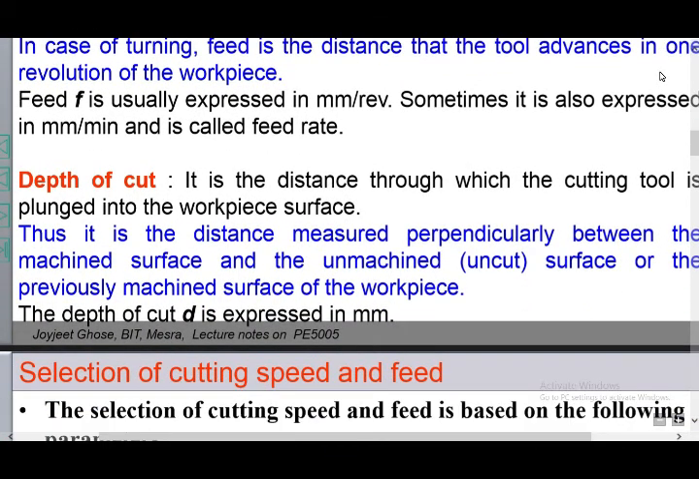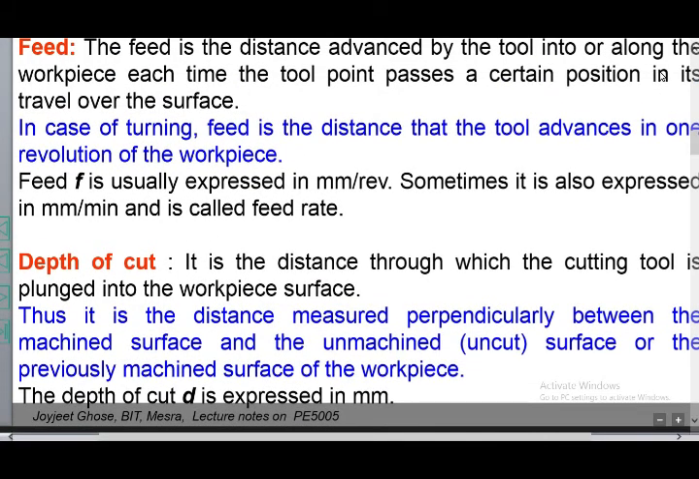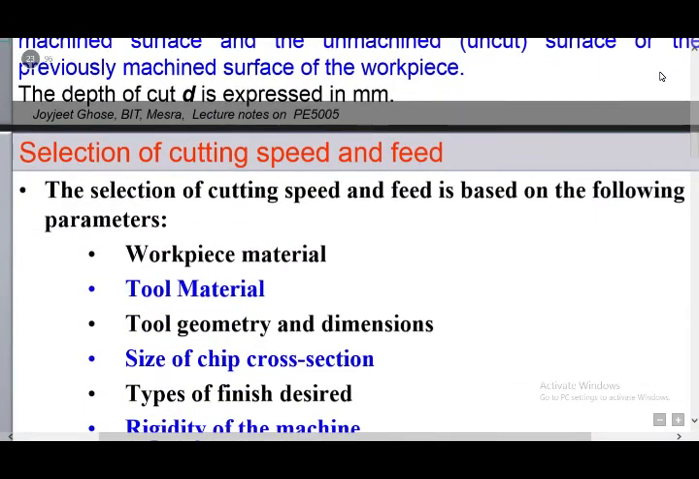Depth of cut. It is the distance through which the cutting tool is plunged into the workpiece. The depth of cut is measured perpendicularly between the machined surface and the unmachined surface, and this gap is called the depth of cut. The depth of cut is identified by the symbol D.